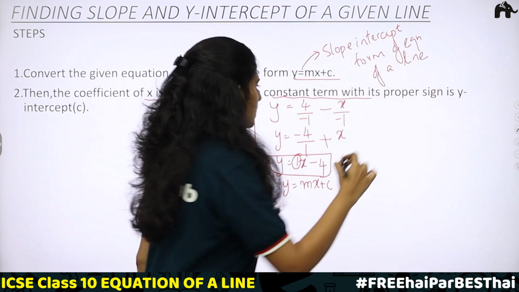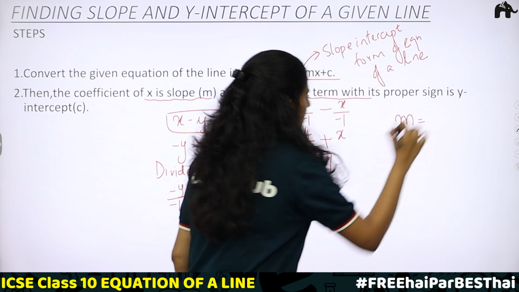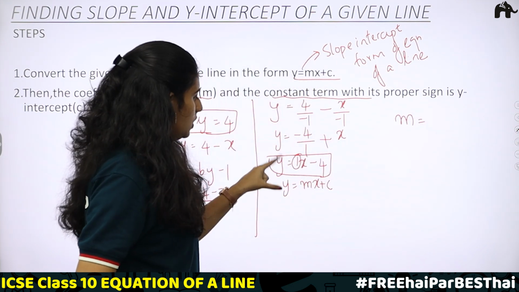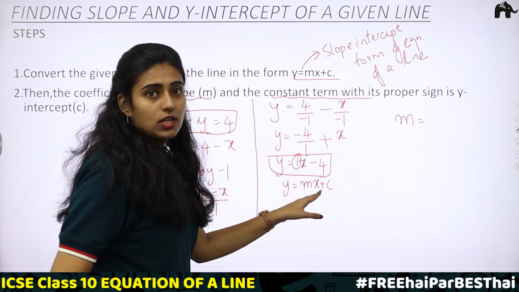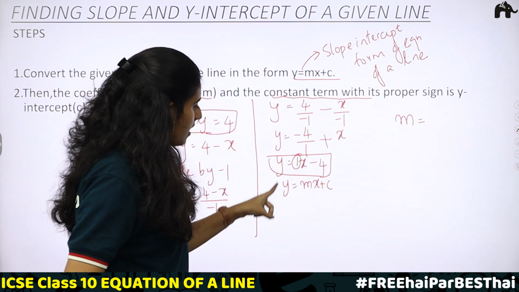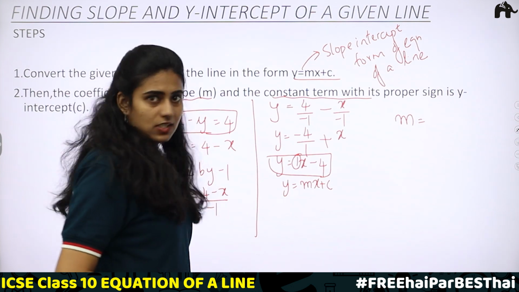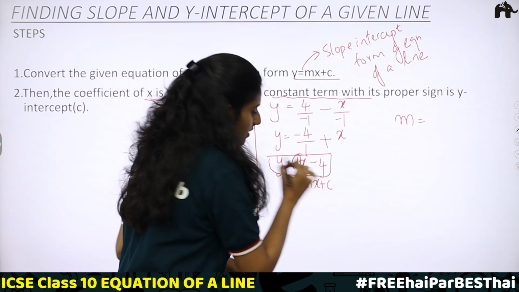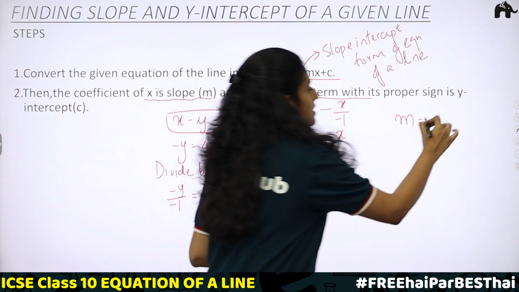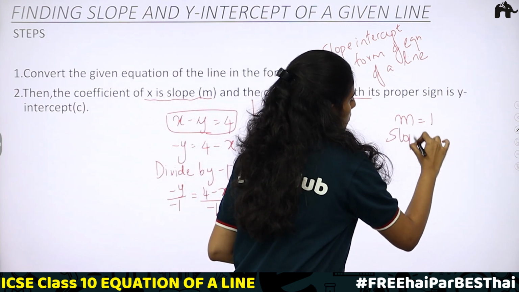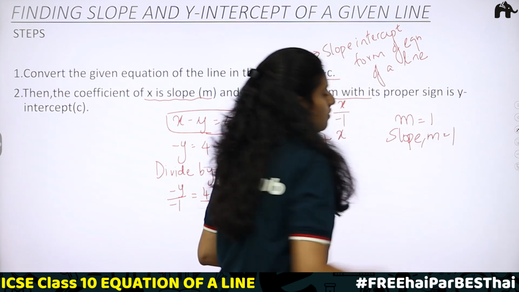Slope we represent with the letter m. So here, when you compare these two equations, that is y is equal to 1x minus 4 and y is equal to mx plus c, we have y on the left hand side in both these equations. Here we have x and here we have x. In place of m, here we have 1, which means m is equal to 1 and that is the slope. Slope m is equal to 1.